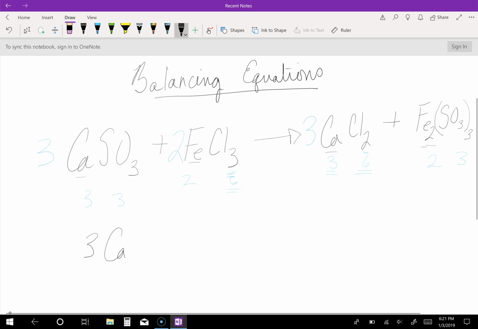So the final equation would be 3 calcium sulfate plus 2 iron chloride, resulting in 3 calcium chloride and 1 iron sulfate.